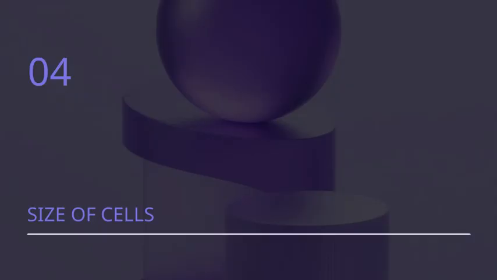Let's talk about the size of cells. As you can see, cells come in a variety of sizes, which is quite fascinating. The size of a cell is crucial because it influences how efficiently it can carry out its functions. Smaller cells have a larger surface area relative to their volume, which allows for better exchange of materials like nutrients and waste. This is why many cells are microscopic. Think about bacteria or most human cells.